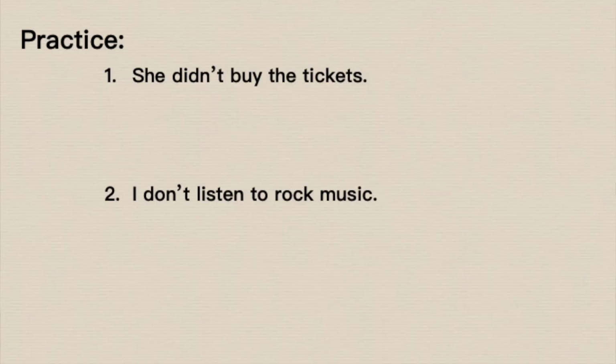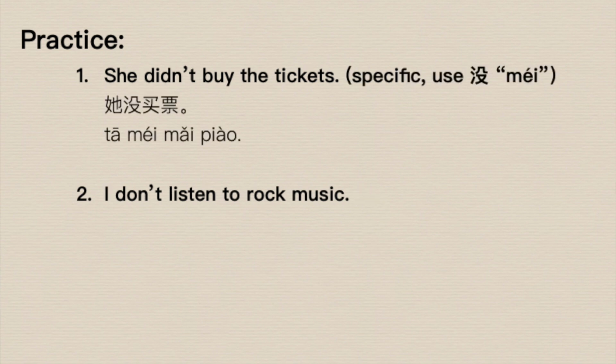All right, now for some practice. I'm going to give you 3 English sentences. We're going to try to figure out if we should use bu or mei in each of them. All right, so let's take a look here. Number 1, she didn't buy the tickets. If you said we should use mei, you are correct. 她没买票. 她没买票. Why? It's not a general practice. She doesn't, on principle, not buy tickets. That's not what we're saying. We're saying a specific time.